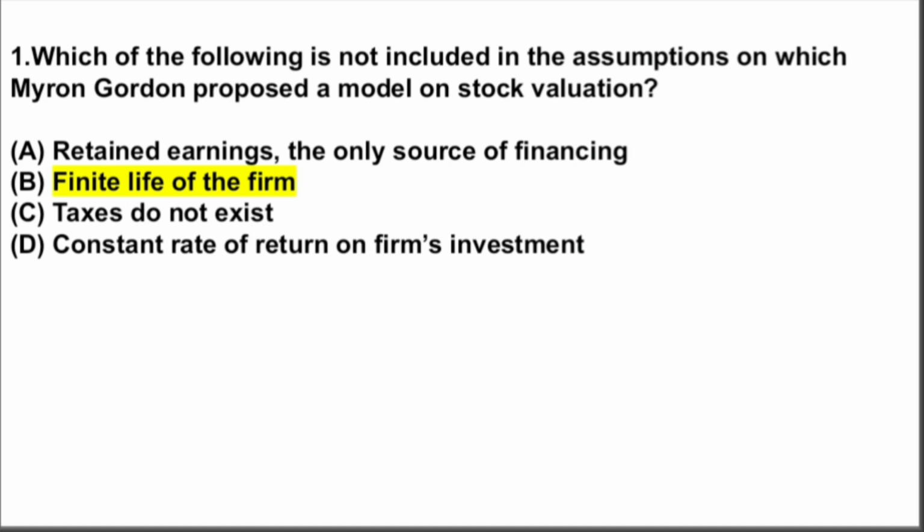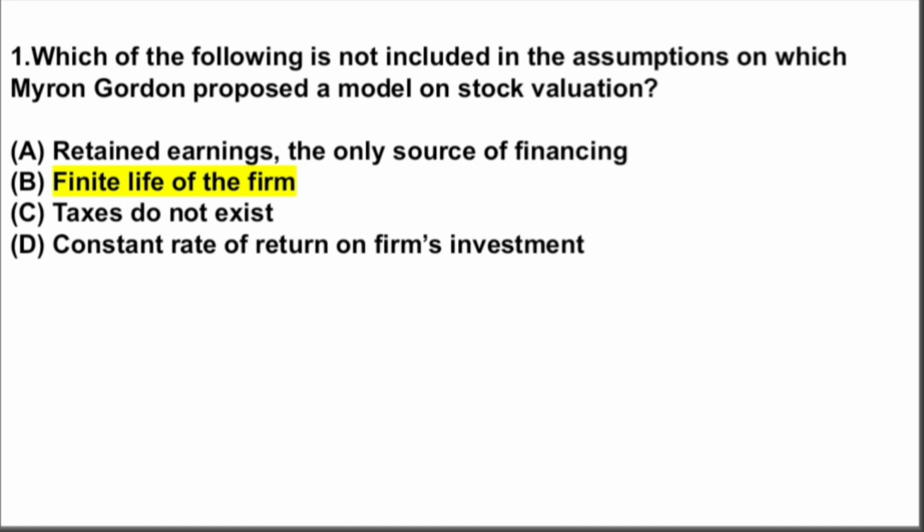And the next thing, taxes do not exist: Gordon's model includes this assumption, that corporate tax does not exist, and there is a constant rate of return on the firm's investment also. In Walter's model also, the IRR, that means the rate of return on the firm, is constant, and the cost of capital is also constant. And in Gordon's model also the cost of capital is constant, the rate of return is constant, and there is a growth rate of the firm.